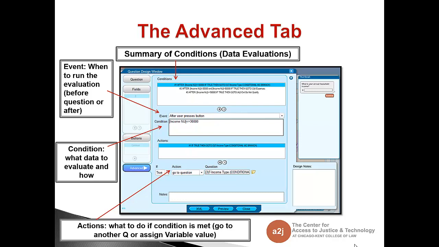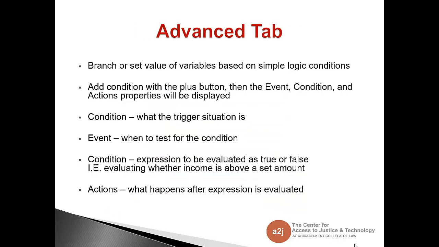We have the condition, that is what data to evaluate and how to evaluate it. And we have the action, that is what to do if the condition is met, as in it is true, or what to do if the condition is not met, in that it is false. You can either go to a question or you can assign a variable a value. From the advanced tab, you can branch or set a value of variables based on simple logic conditions.